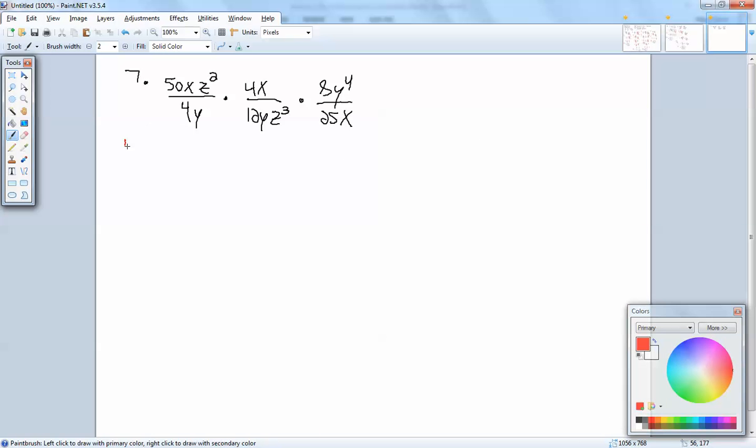Look for a number on top, number on the bottom. Well, here's a 50 and here's a 25. One's on top, one's on the bottom. They're both divisible by 25. 50 divided by 25 is 2. 25 divided by 25 is 1.